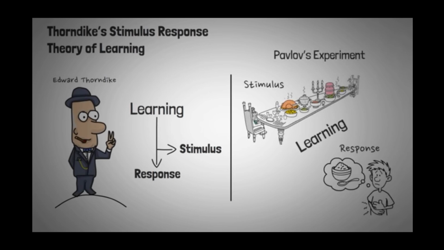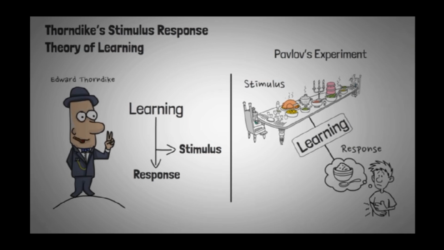He believed that all learning depended on the strength of the relationship between the stimulus and response. If that relationship was strong, the response was likely to occur when the stimulus was presented. In order to elicit a specific response to a specific stimulus, you had to strengthen its relationship.